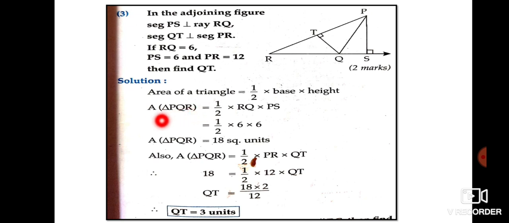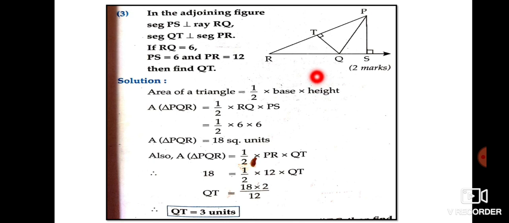We take the first triangle, triangle PQR. In this triangle, you can rightly see that the base is RQ, which is given to be 6, and the height of this triangle, PS, lies outside the triangle. PS is given to be 6. So we substitute: area of PQR is equal to half into RQ into PS, that is half into 6 into 6, and the answer is area of the triangle PQR is 18 square units.